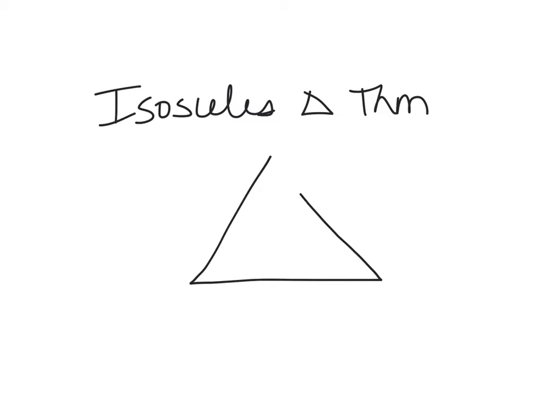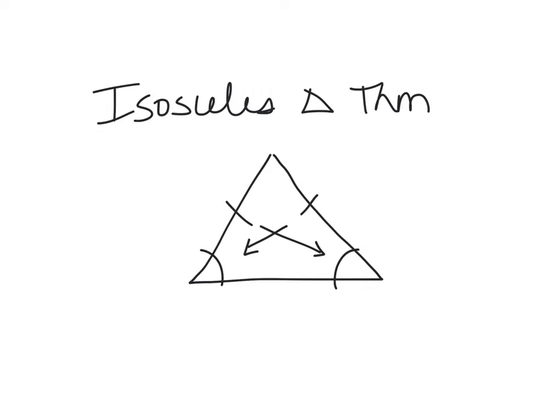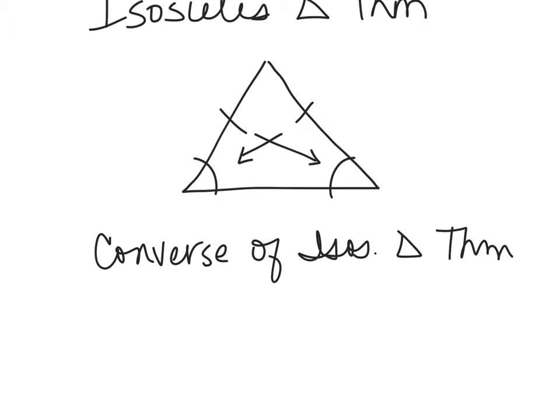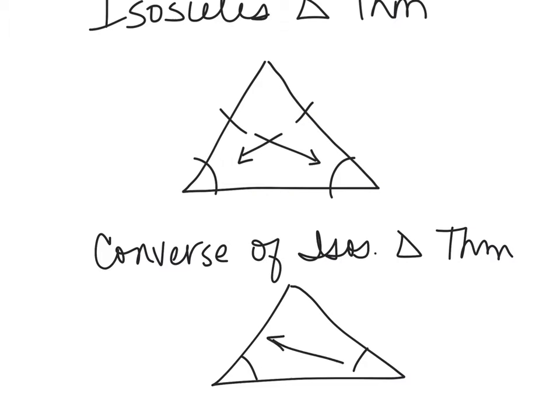Okay, remember the isosceles triangle theorem? It says if you have an isosceles triangle, then the angles opposite those sides are congruent, even if they're not marked. Remember, the base angles are congruent. And the converse of the isosceles triangle theorem says if you know you have two angles that are congruent in a triangle, then the sides opposite those angles are going to be congruent.